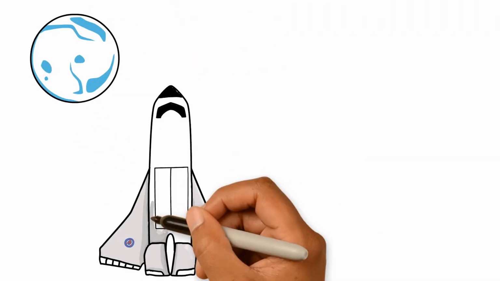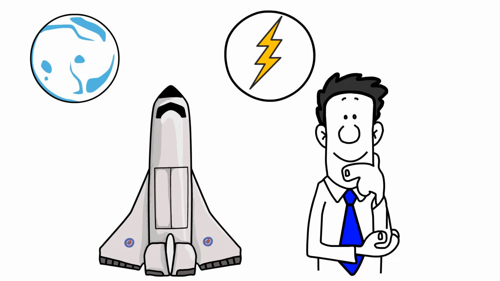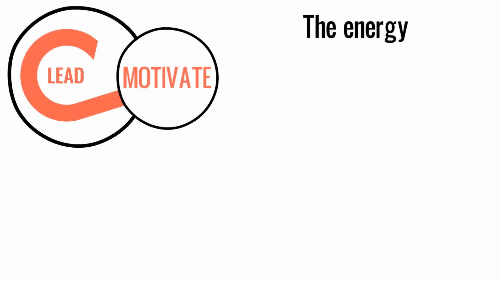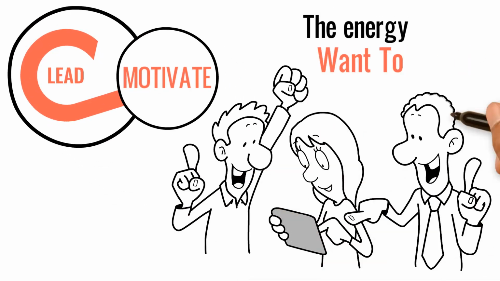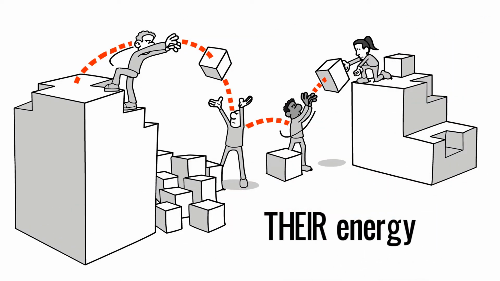Motivate. So now we have a target and we have our rocket parts in close alignment. What comes next? We need some energy. We need fuel. The third operational aspect of lead is motivate. The energy, the want to, that drives us toward the goal together. Motivate is primarily about enabling people to bring their energy to the task.